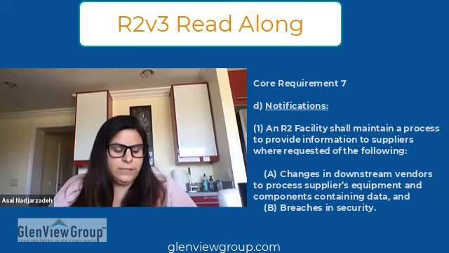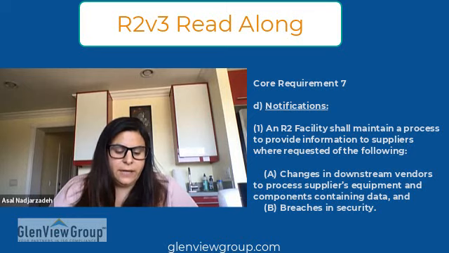And section D talks about notification requirements. An R2 facility shall maintain a process to provide information to suppliers, where requested, of the following: A, changes in downstream vendors to process suppliers' equipment and components containing data, and B, breaches in security.